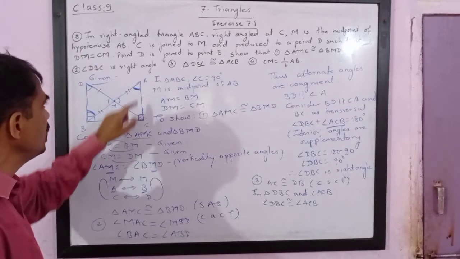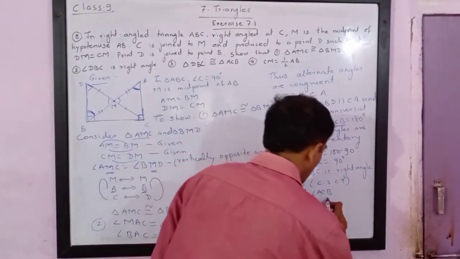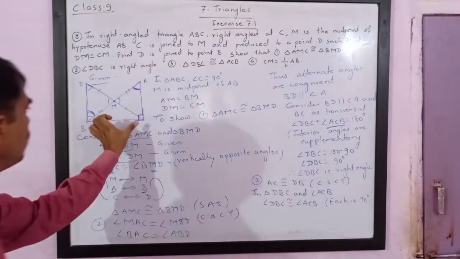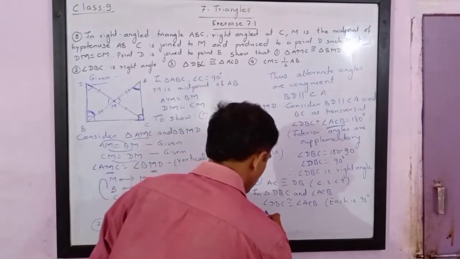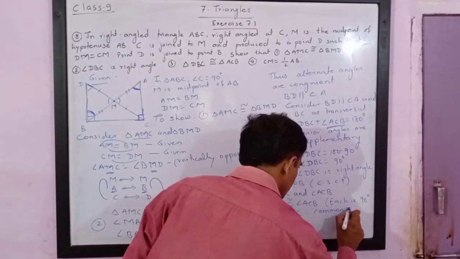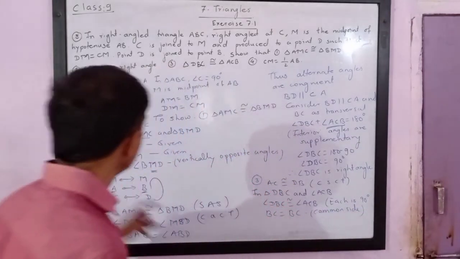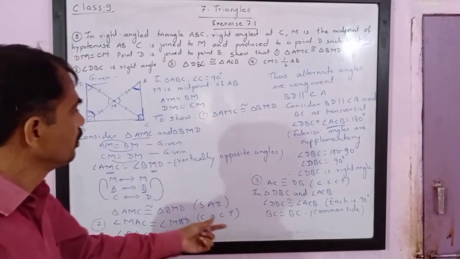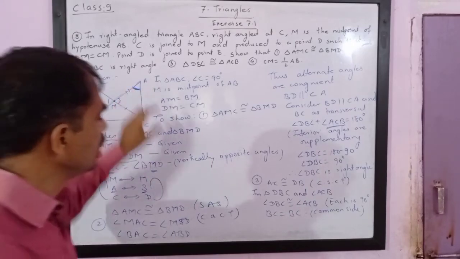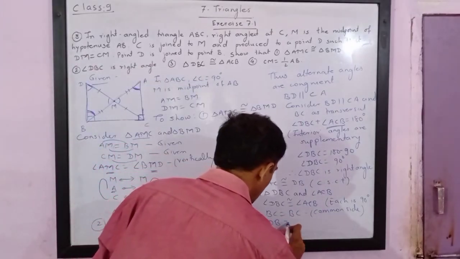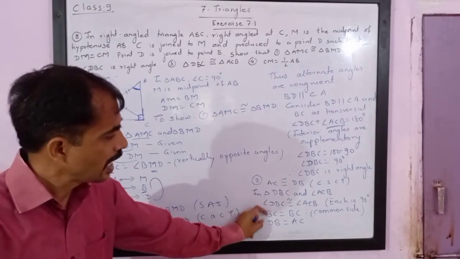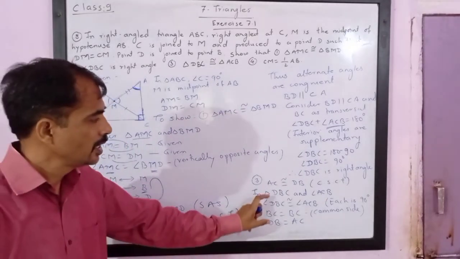Now angle DBC and ACB are equal. Reason is each is 90 degrees. Then BC is common to itself. So BC is equal to BC. Reason is common side. And we have just written AC is equal to BD. It means DB is equal to AC. Now see, two sides and one angle are congruent. It means triangles are congruent.